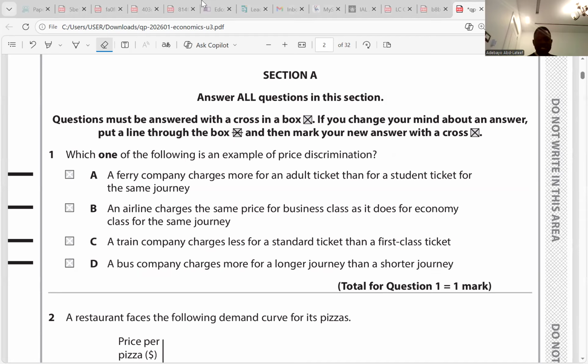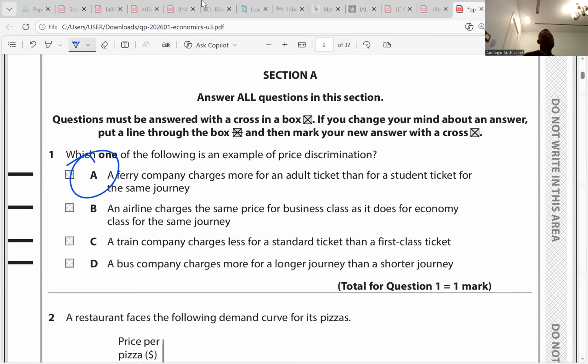A train company charges less for a standard ticket than a first class. The same, different product. A bus company charges more for a longer journey than a shorter journey. Different service. So these are not price discrimination. The only price discrimination here is A. Question 1 is A. Question 2.